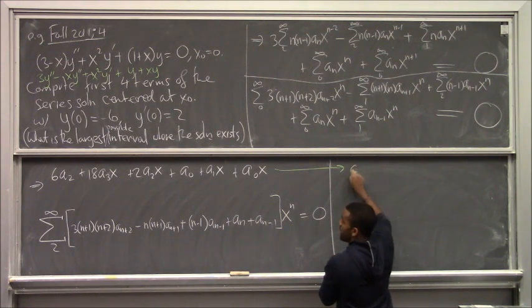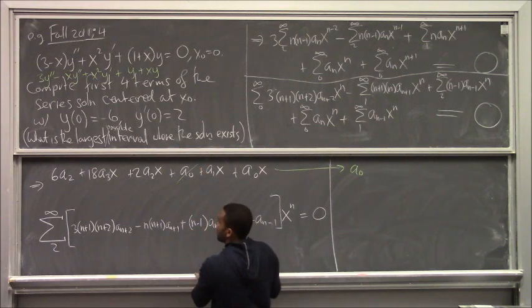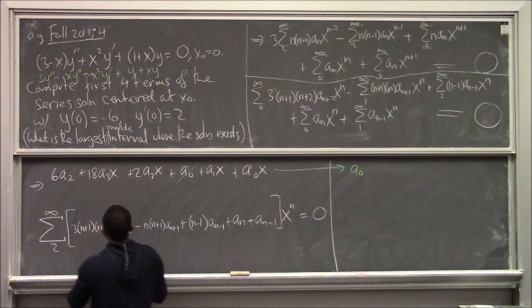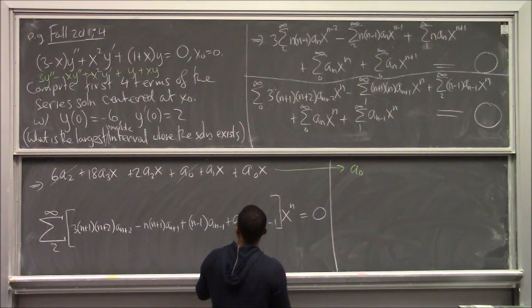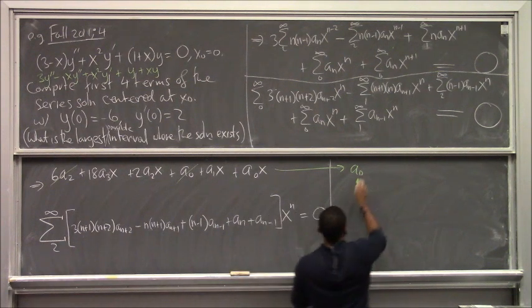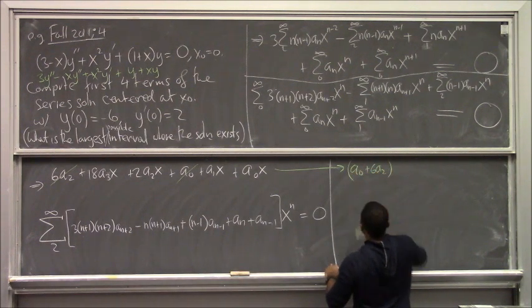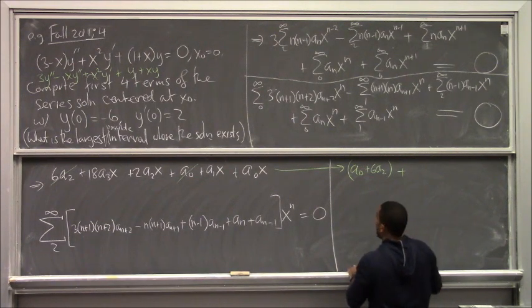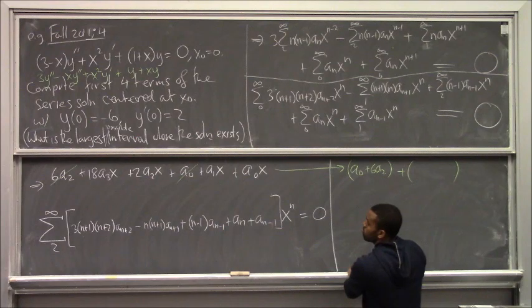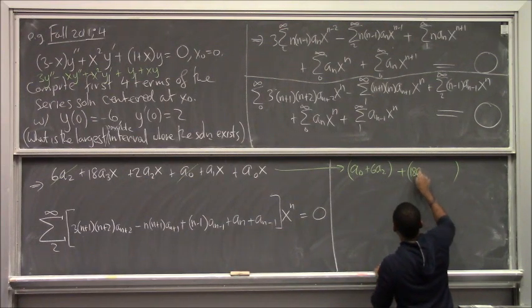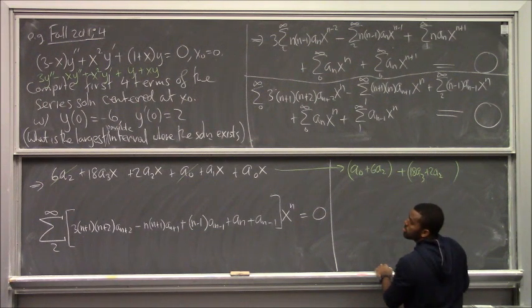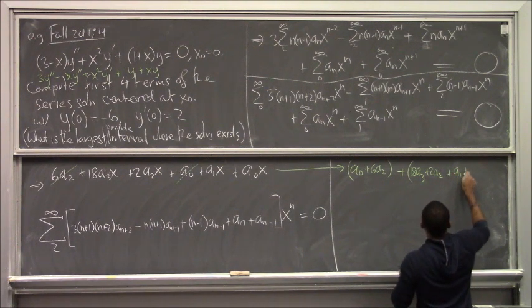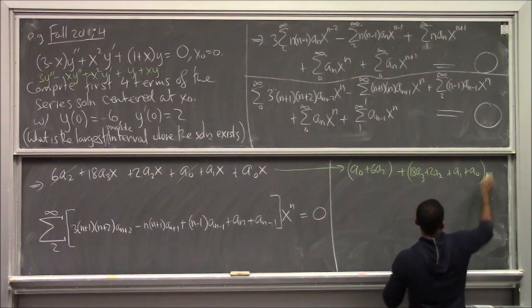a0, a1, A0 and there's another A0 over there. A0. That's not a constant here. Plus 6a2. That's it, plus all the x's. 18a3. 2a2. a1. a1 and a0. Plus a1 plus a0 times x.